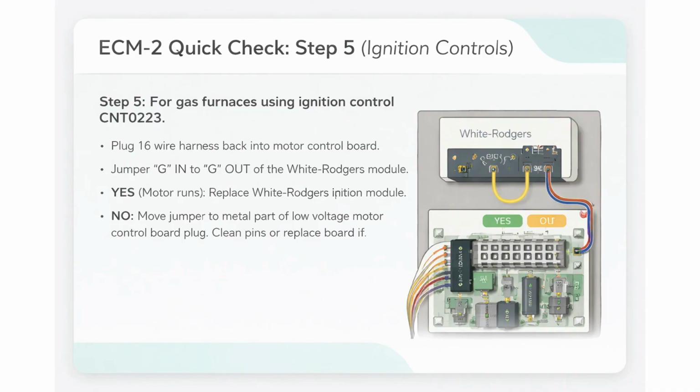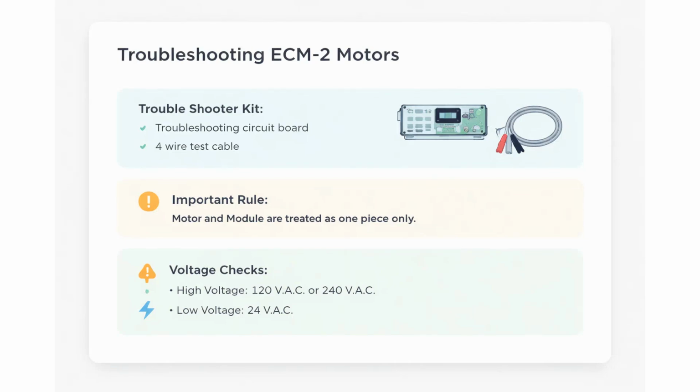When utilizing a troubleshooter kit, which typically includes a specialized circuit board and a 4-wire test cable, remember that the motor and module must be treated as a single unit. You'll be verifying that the correct high voltage, either 120 or 240 volts, is present, alongside the 24-volt low-voltage signal.